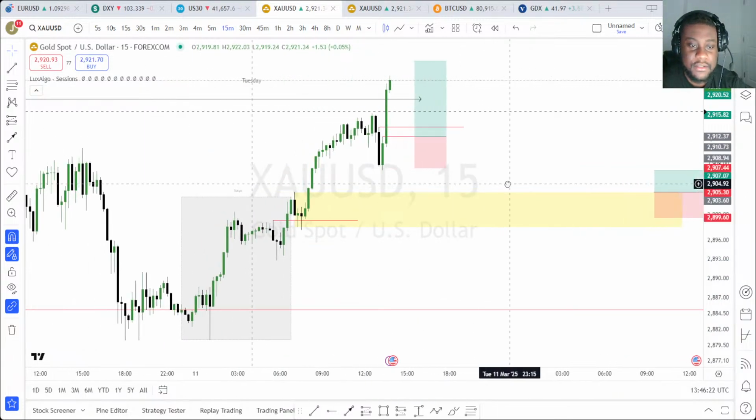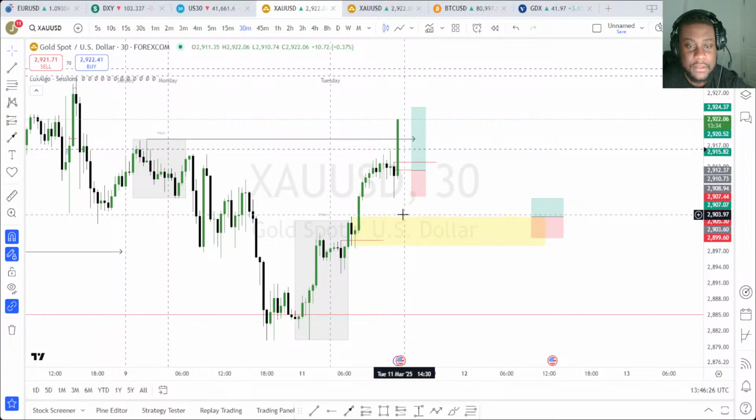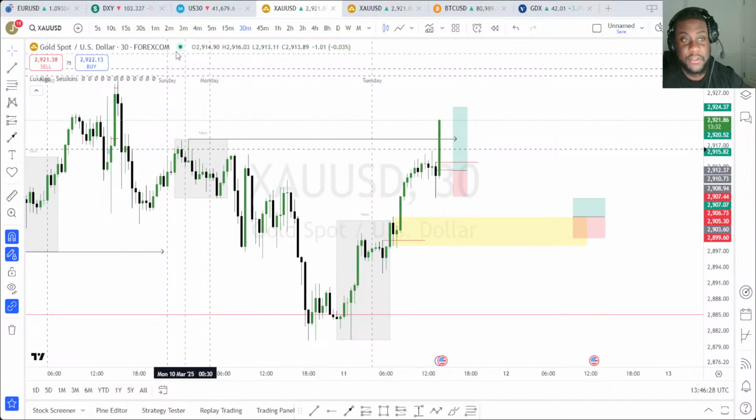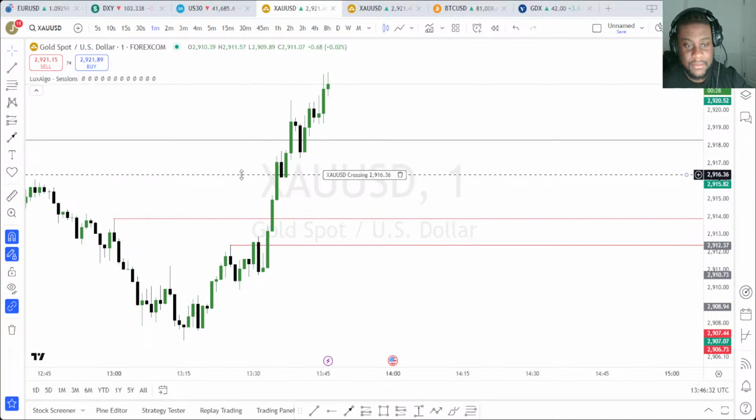Okay, this is going to be the setup for today, yeah? On gold. This is what I'm going to look out for on gold today. We're going to see if gold actually wants to give us a bit of a pullback. Right now, we are pushing. We are really, really pushing.